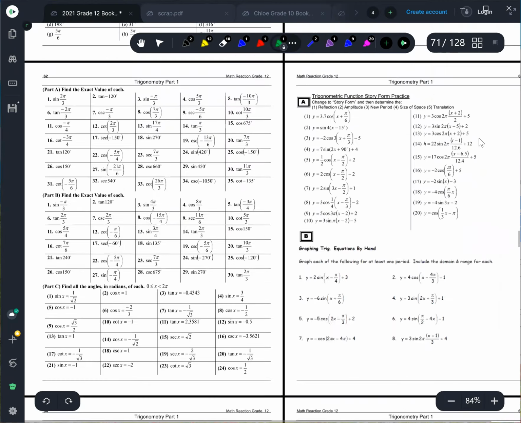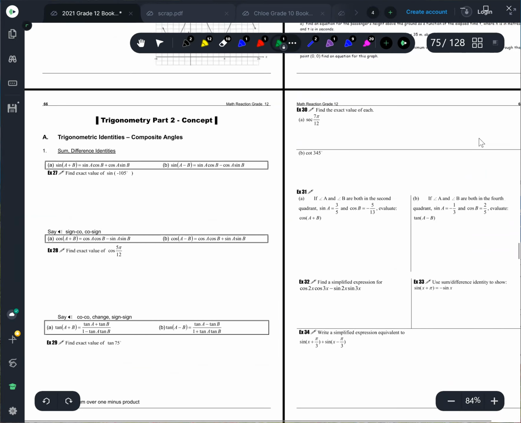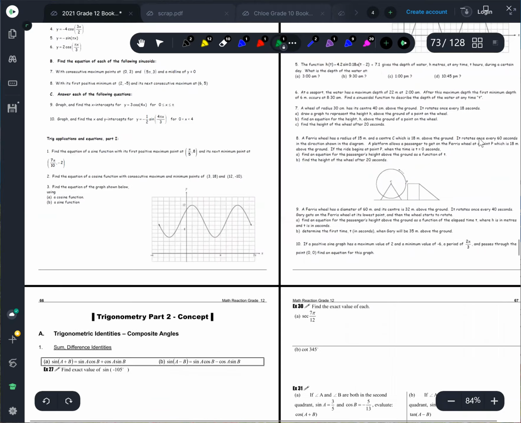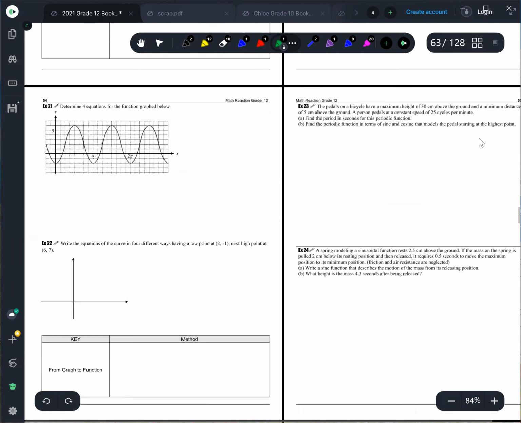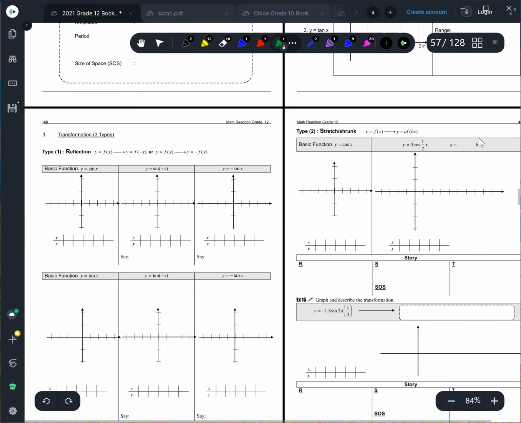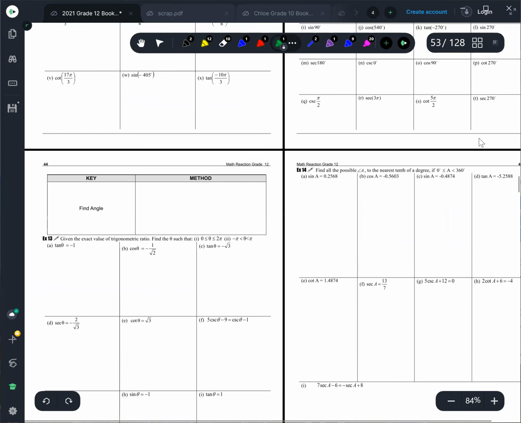And then part two, no more graph for part two. Part two is more related to the equation. So we'll be looking at part two after that. So the main thing in part one is to do some review first, and then do the graphing, because we haven't seen any graphing for the trig.